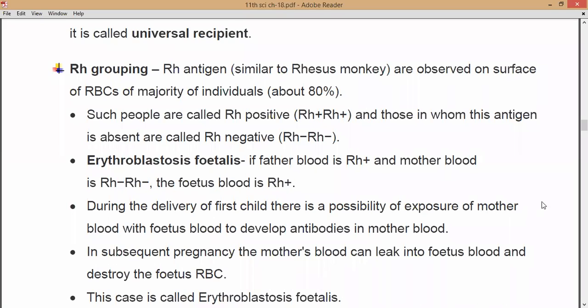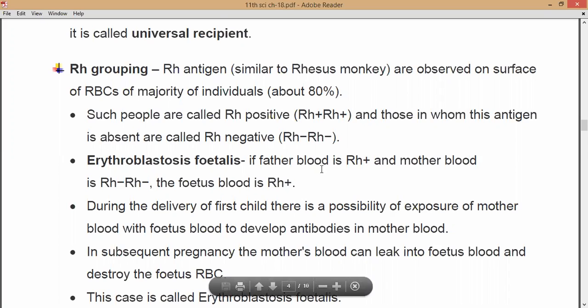And those people who have the RH antigen on their RBC are called RH positive. And the ones who do not have this antigen on their RBC are known as RH negative, right? So the people with RH antigen are said to be RH positive, and the people who do not have RH antigen on their RBC are known as RH negative, right?